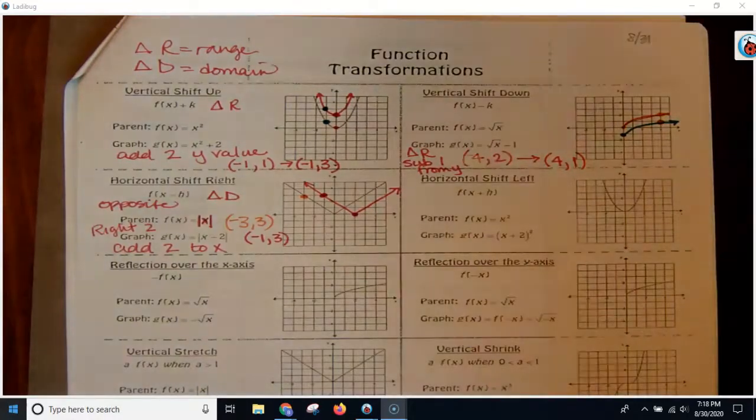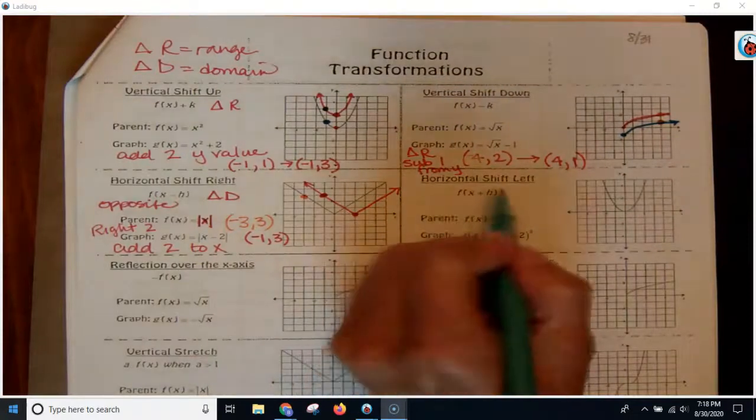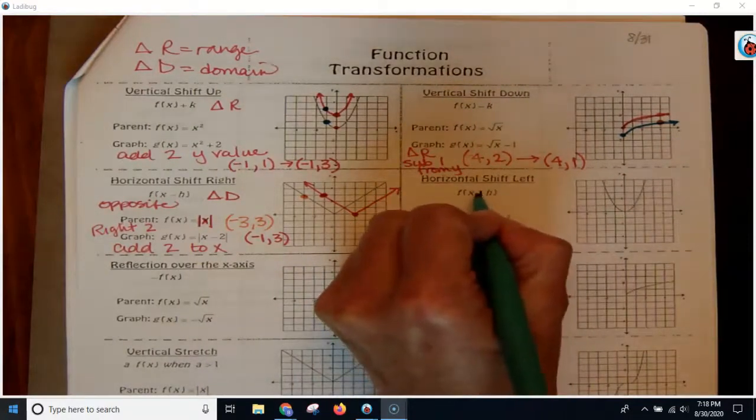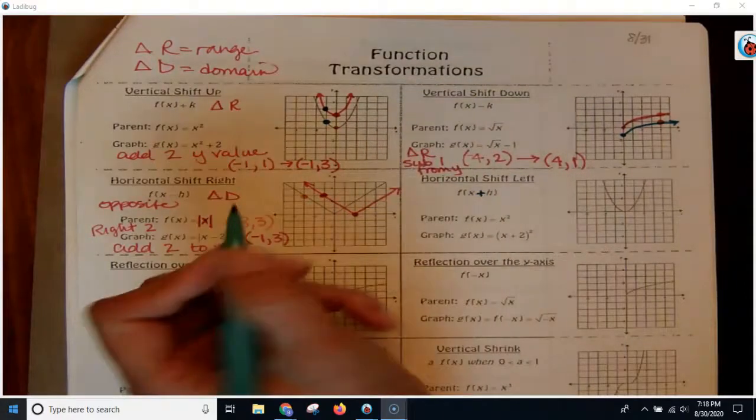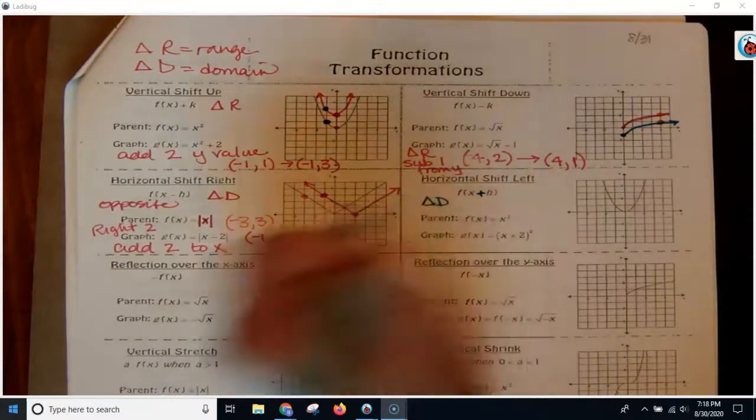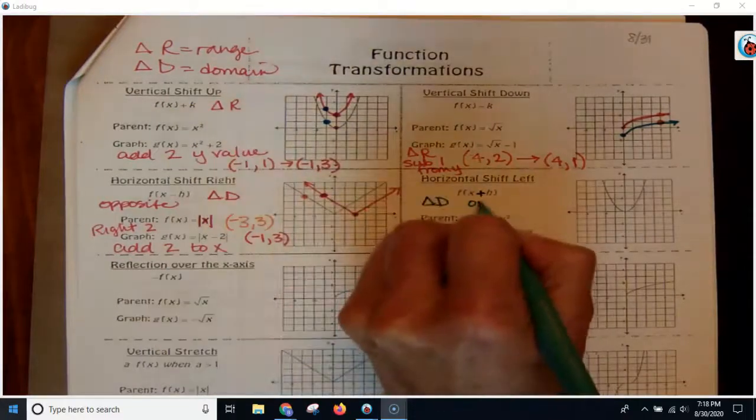Anyway, what about this one? We've got this horizontal shift left because now this is a plus, right? This again is inside the parentheses. It's a change in our domain. We're going to do the opposite.